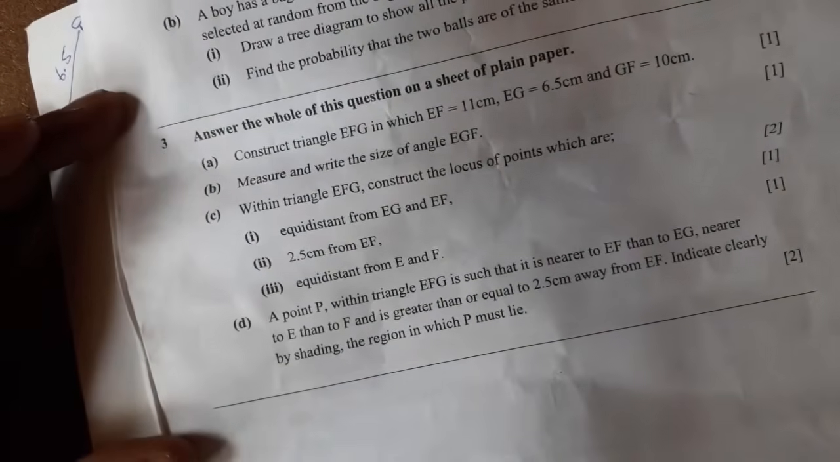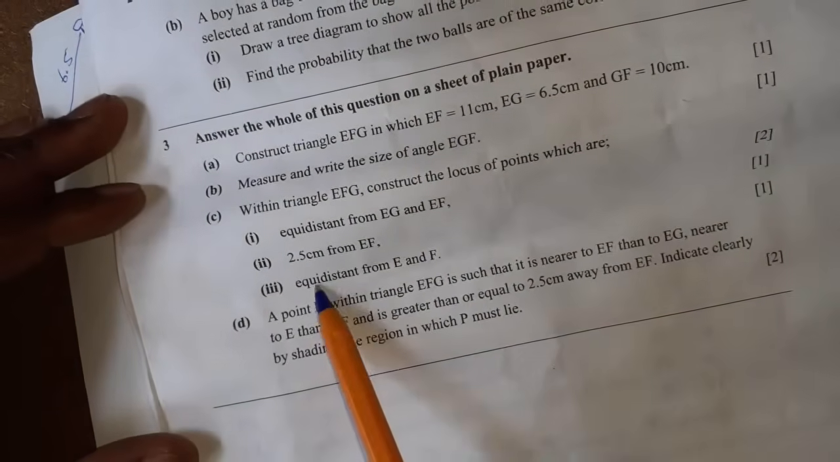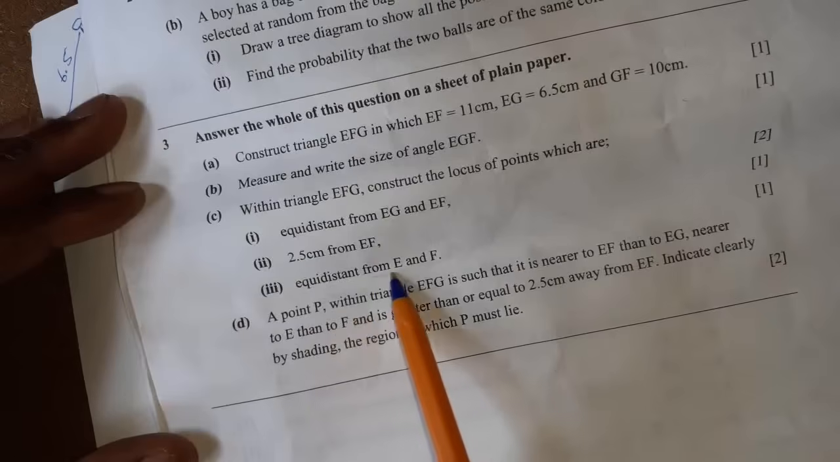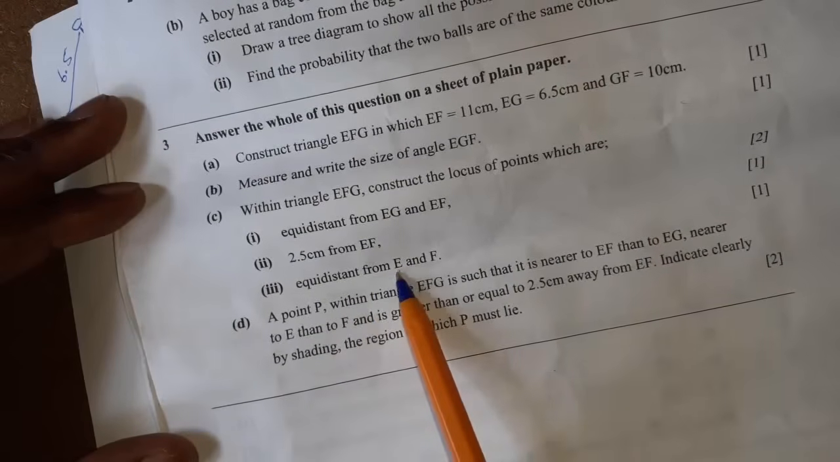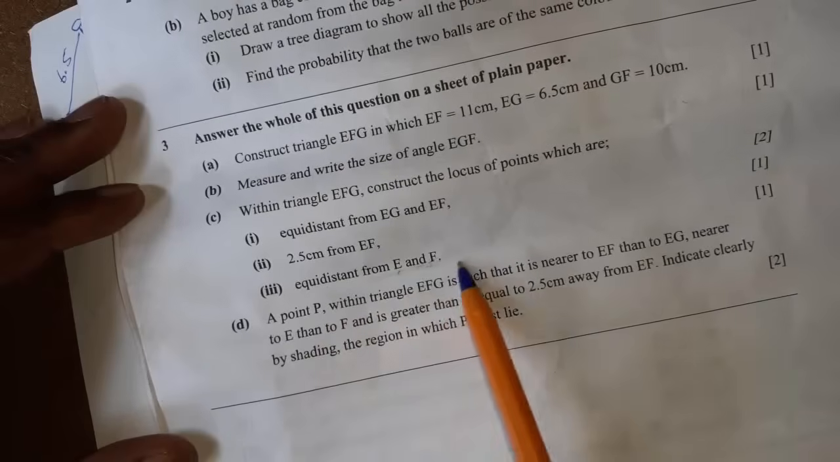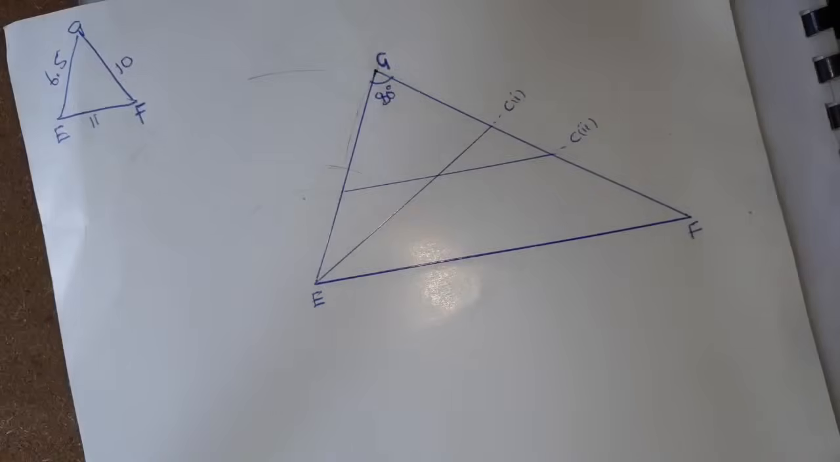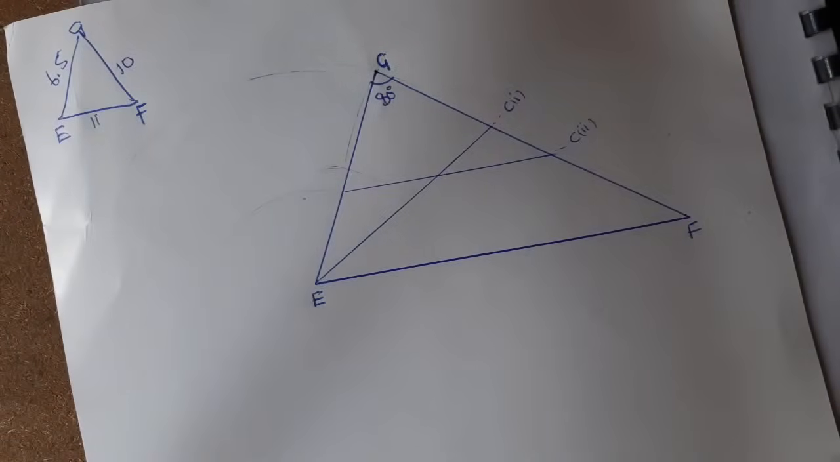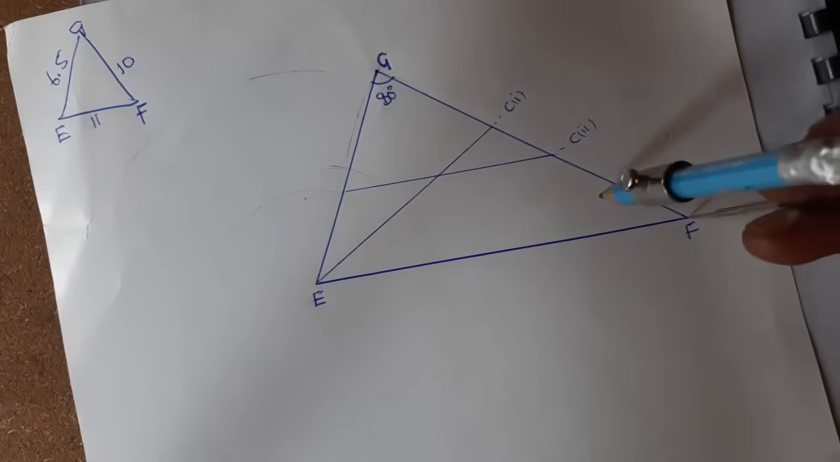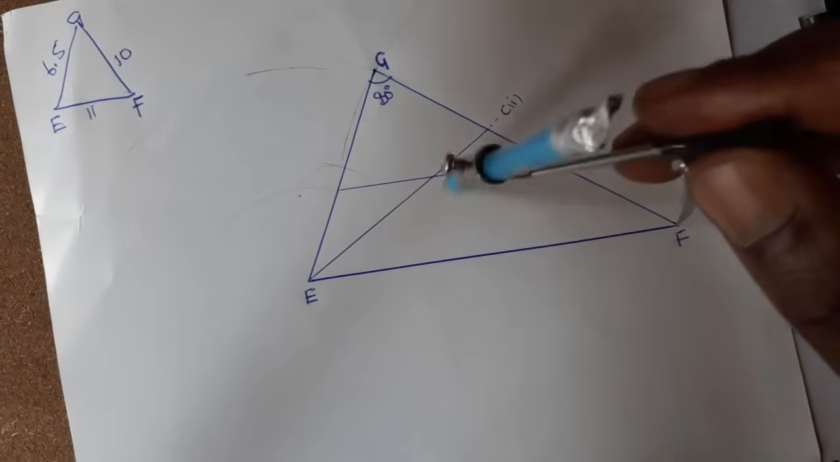what is it telling us? This other question here is telling us to draw the locus of a point which is equidistant from E and F. So what does this mean? From E and F. So we need to bisect this line here. And how do we bisect? We're talking about dividing it into 2 equal parts.